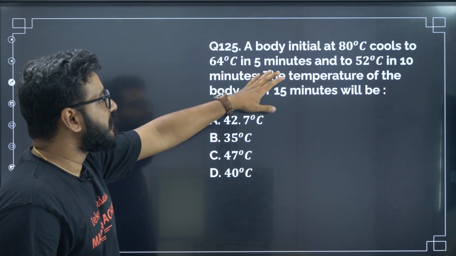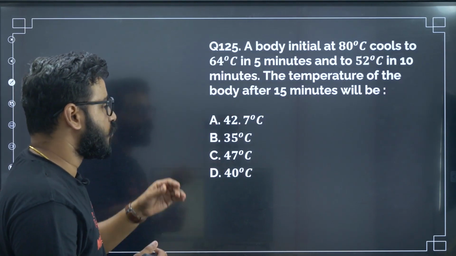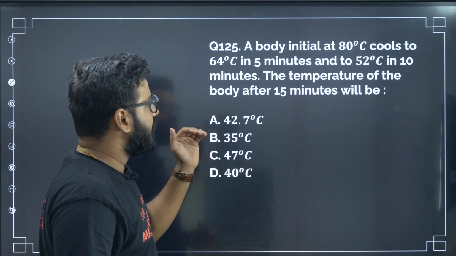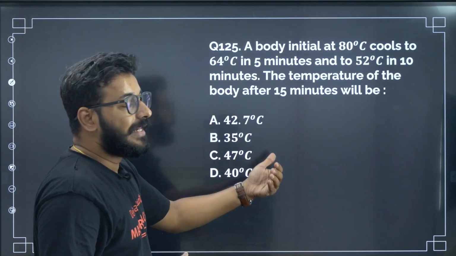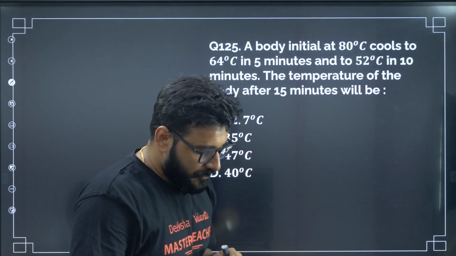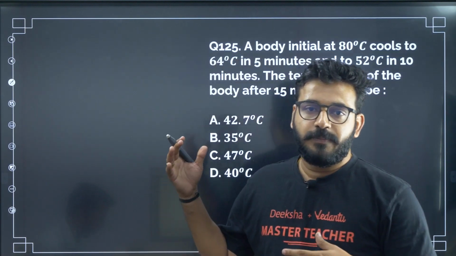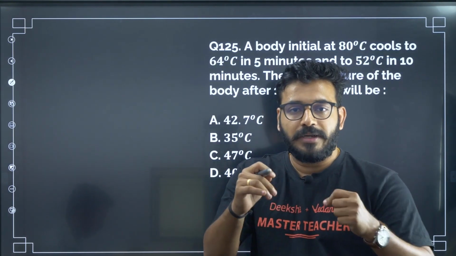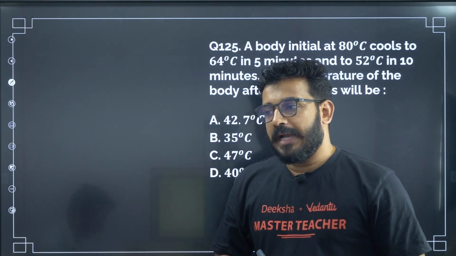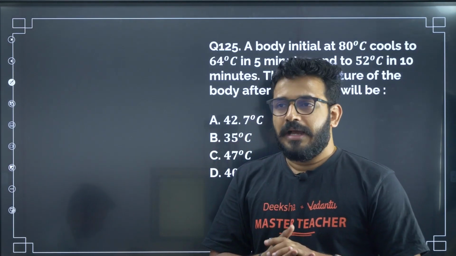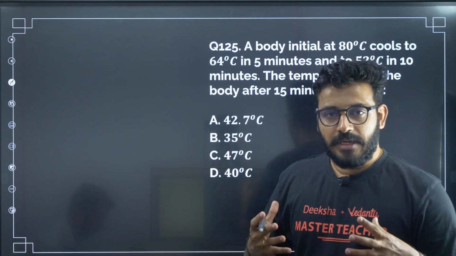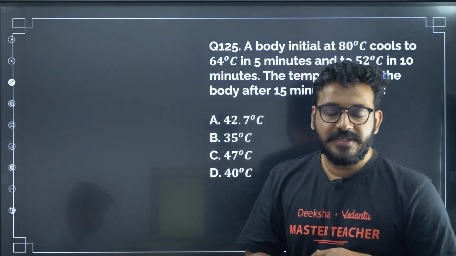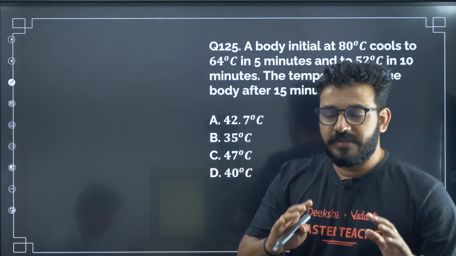A body initially at 80 degrees Celsius cools to 64 in 5 minutes, then to 52 in 10 minutes. Then the temperature of the body after 15 minutes will be? So this is based on Newton's law of cooling, and this is a pretty lengthy and slightly complicated solution. You have to be careful at each step. So I'll give you a brief overview of the solution. I'm not sure how far this question will come in the upcoming edition of the KCET, but let's just have a brief discussion anyway.